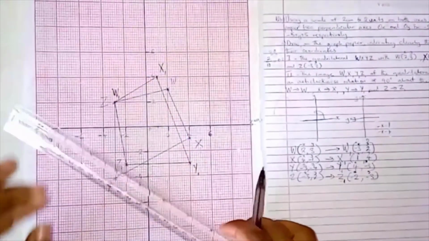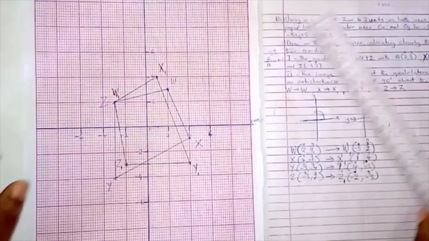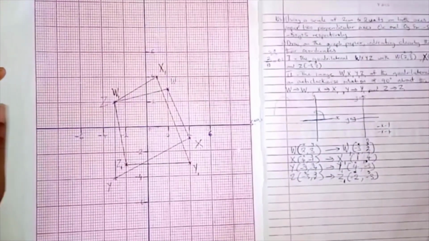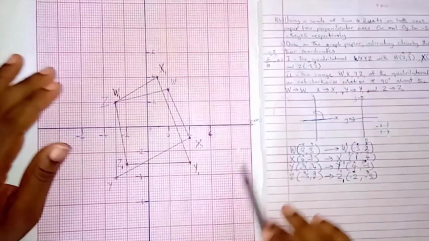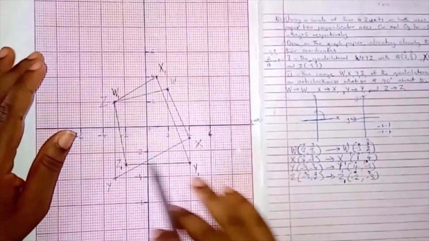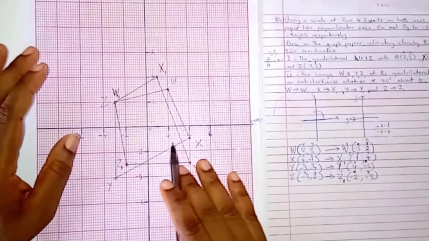Okay, so this is the final quadrilateral. Sorry for this mistake over here. All right, so this is the final answer. So this is the image of the second quadrilateral after an anti-clockwise rotation of 90 degrees. So do we notice anything at all with these two images here?